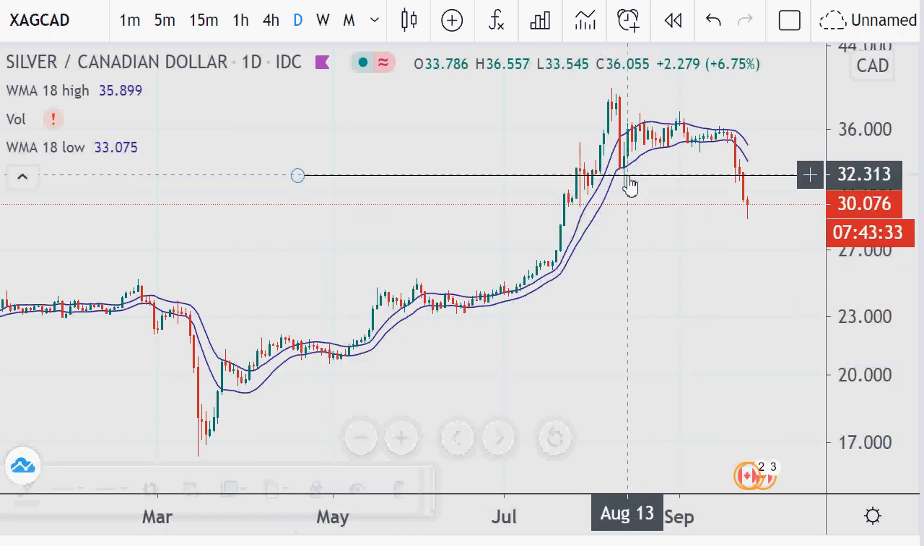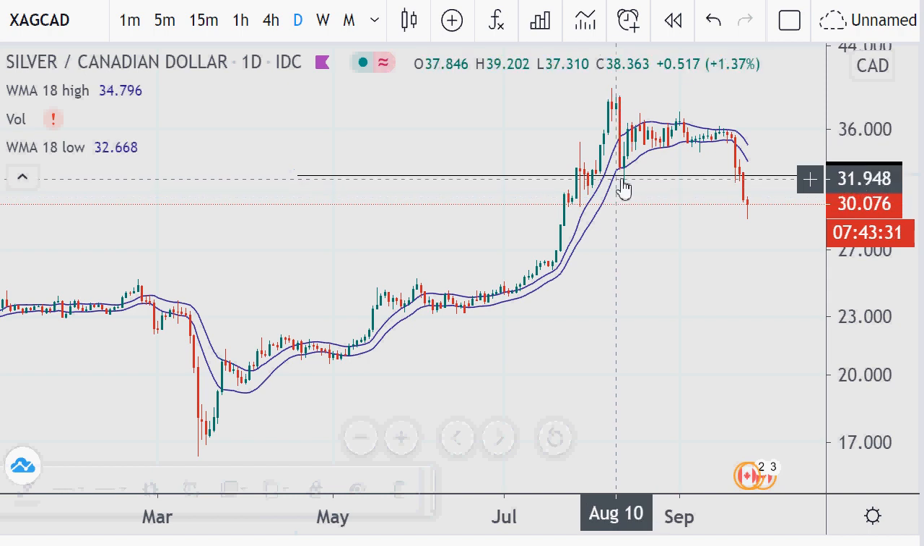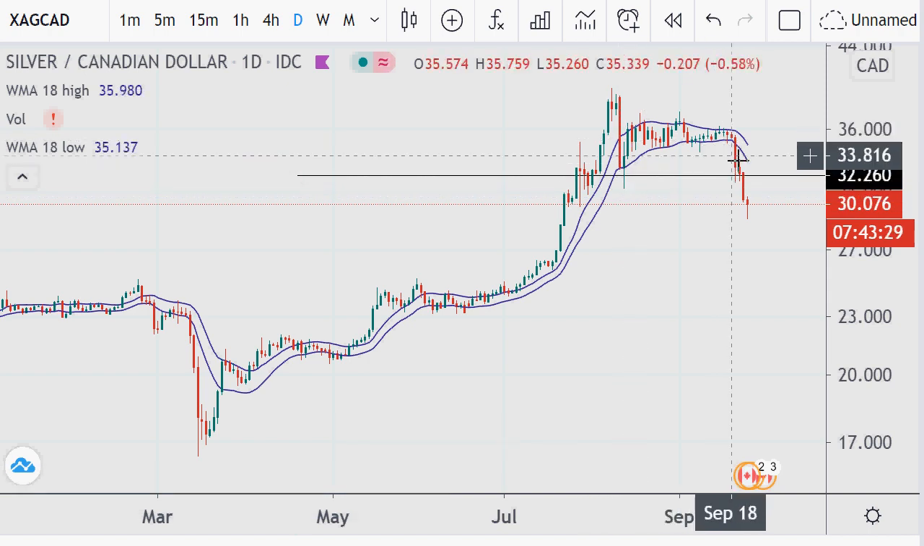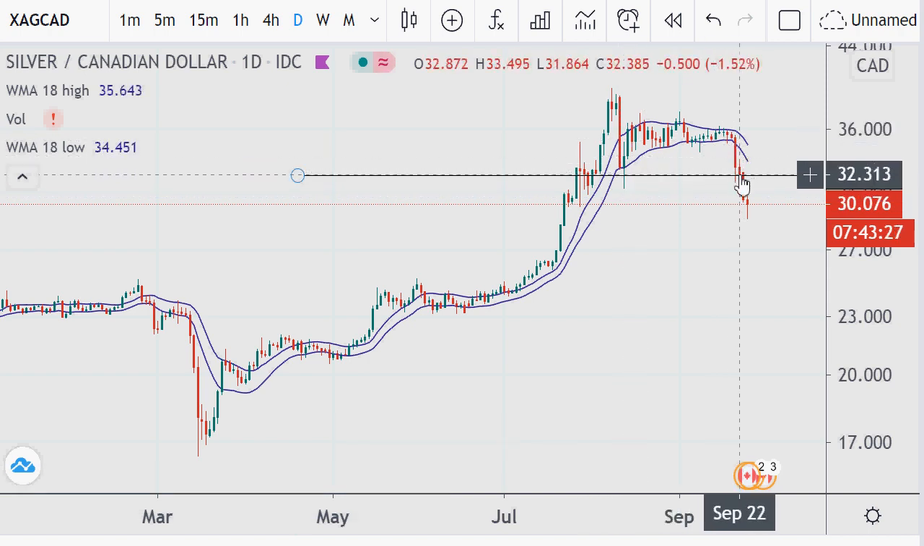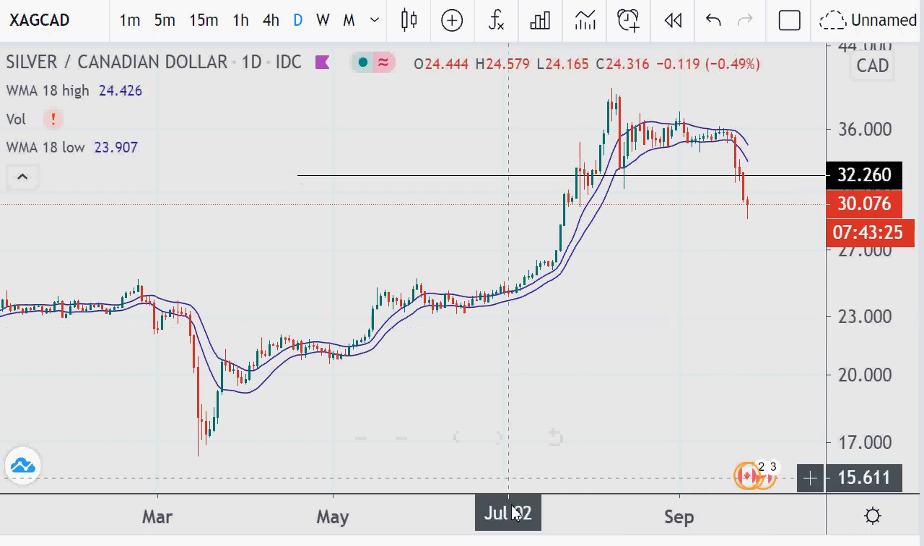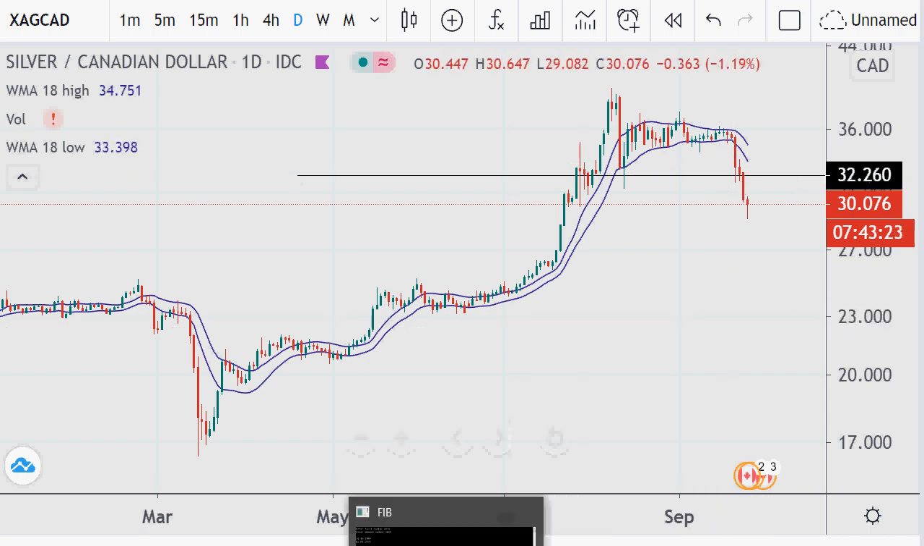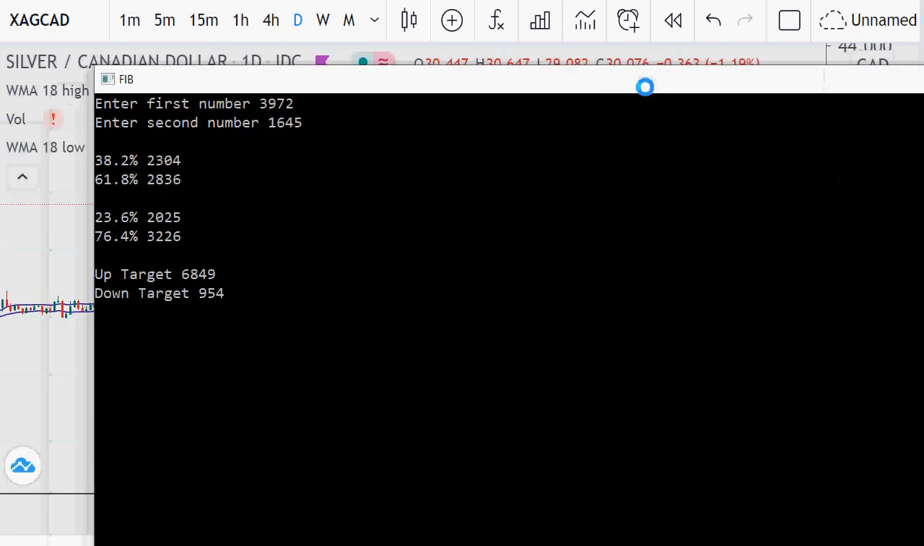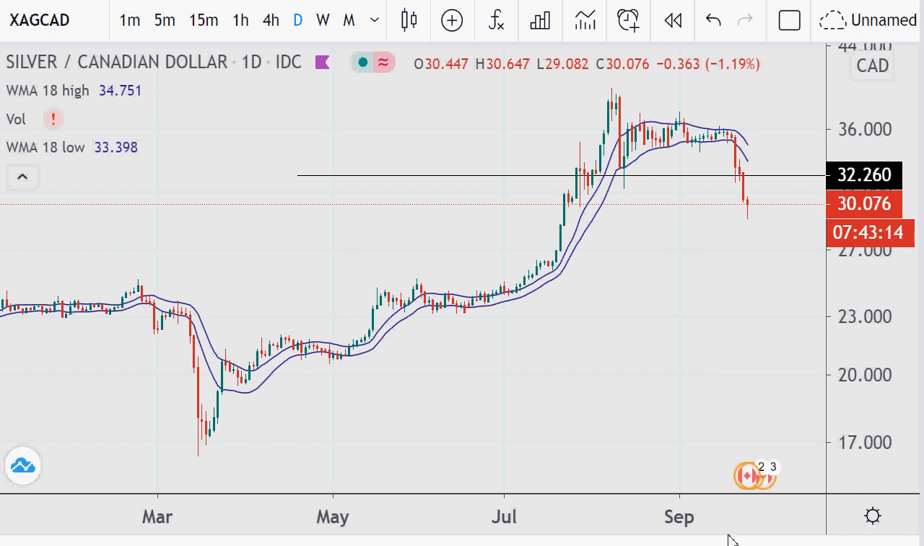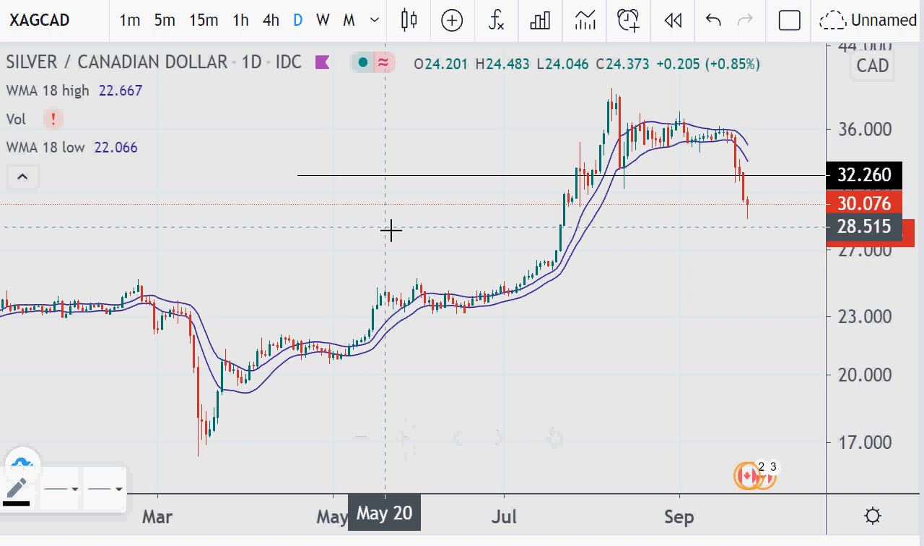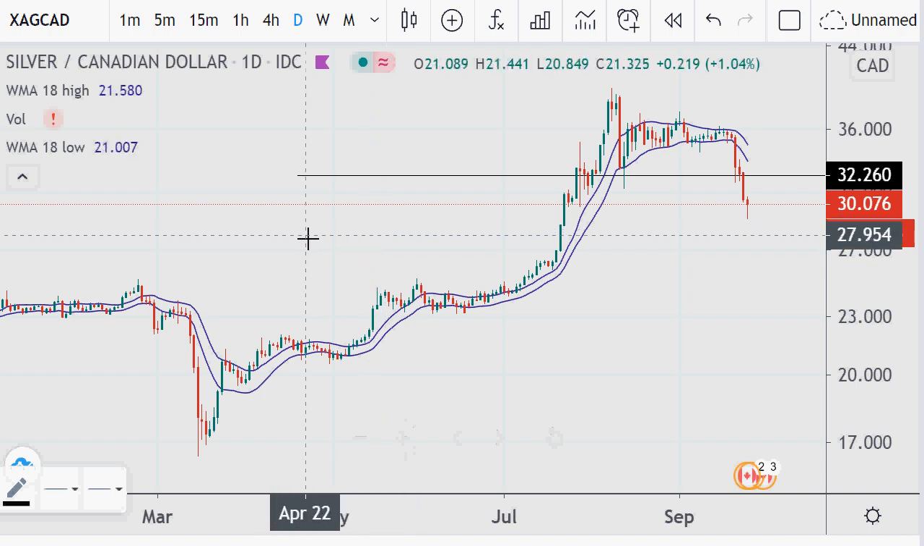The first time it came right down to that level, doing its thing and piercing extra. Then the next time, obviously, it's not finding support. That tells you right there we're going to the next key level, which is the 618 number, and the 618 number comes in at $28.36 Canadian. We're not there yet, and most likely that's where we're going to go. It usually pierces extra.